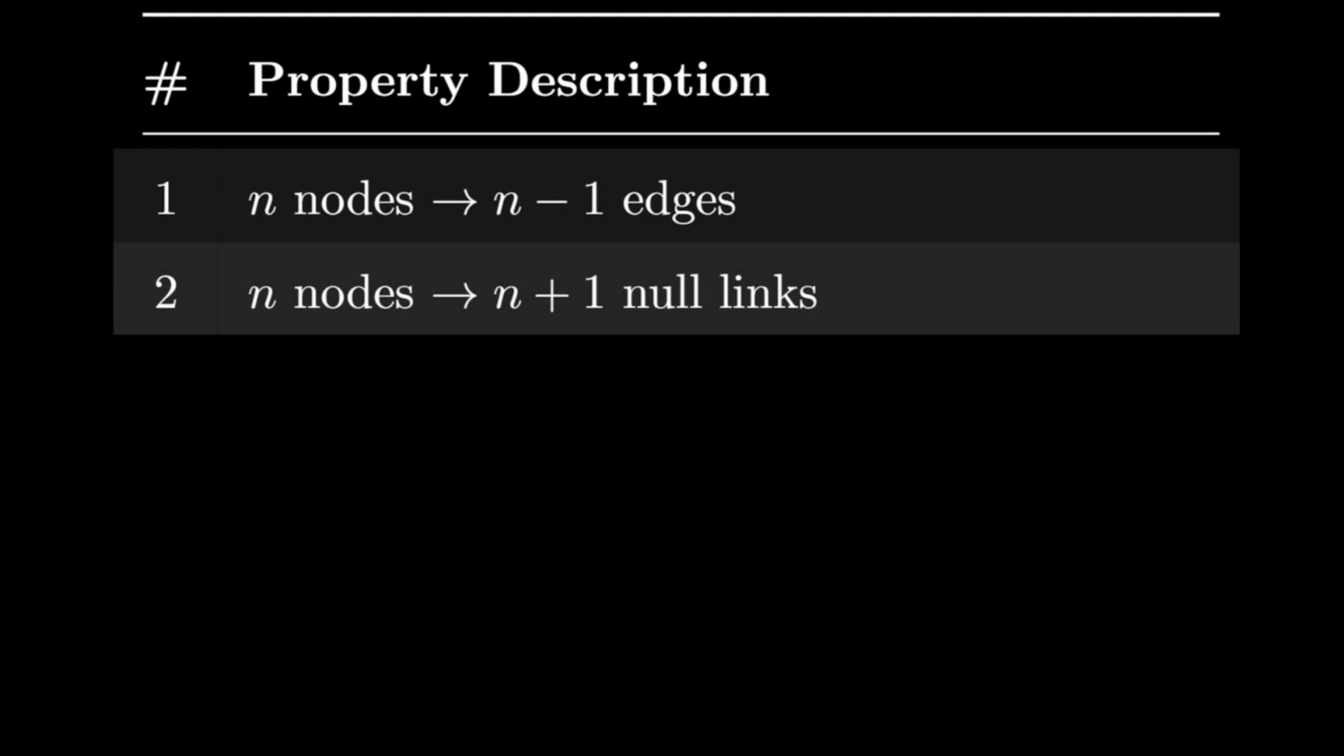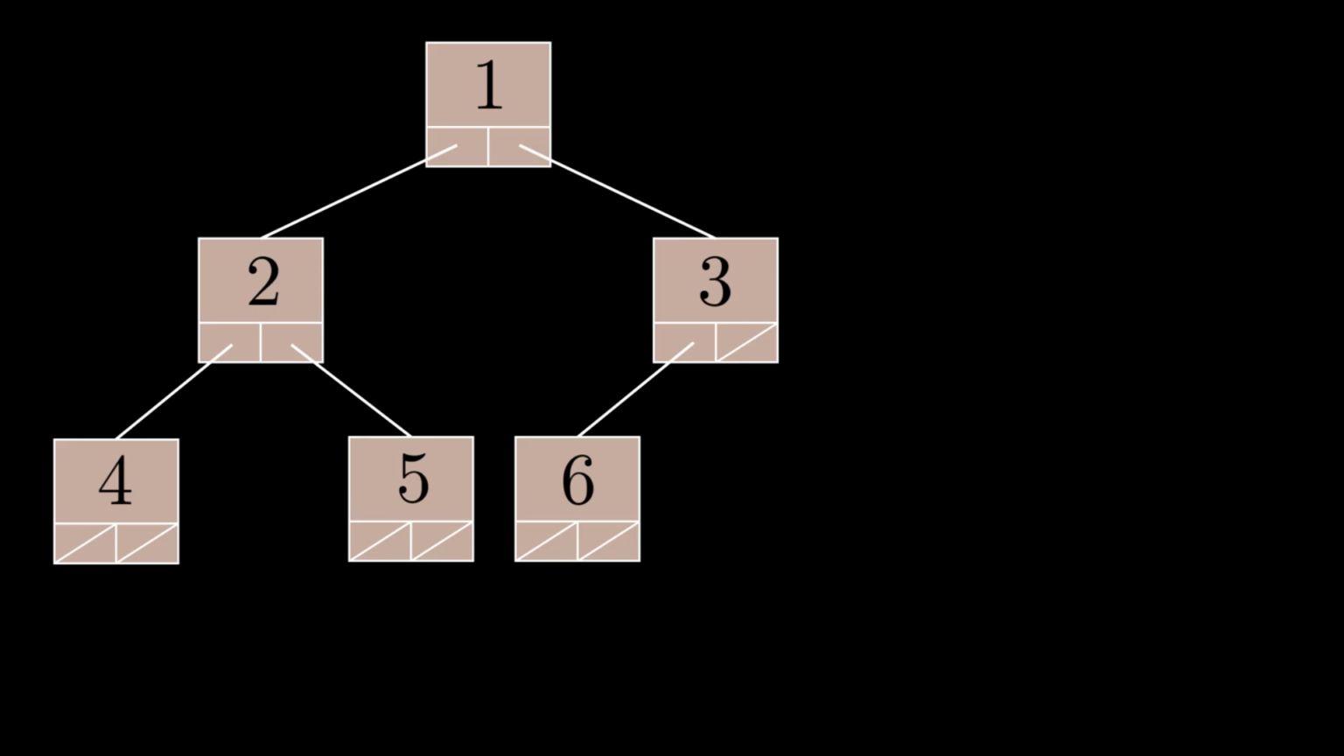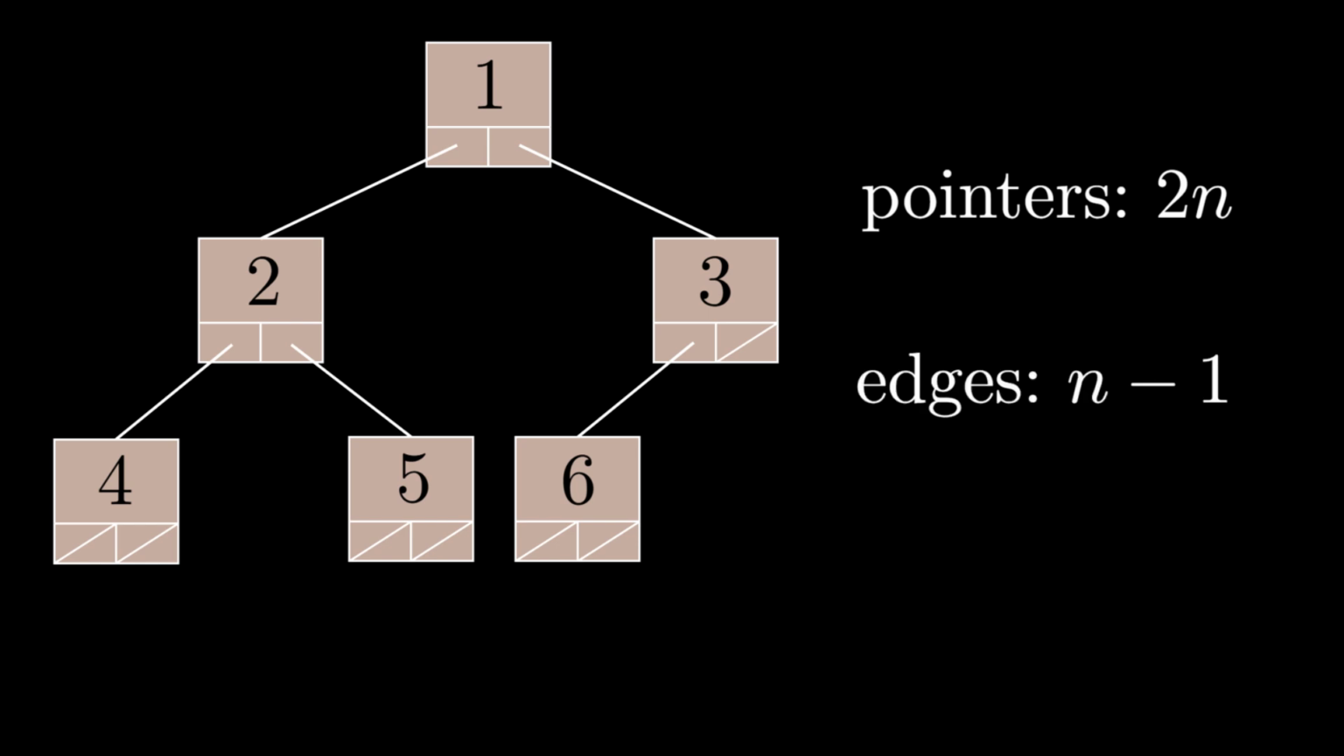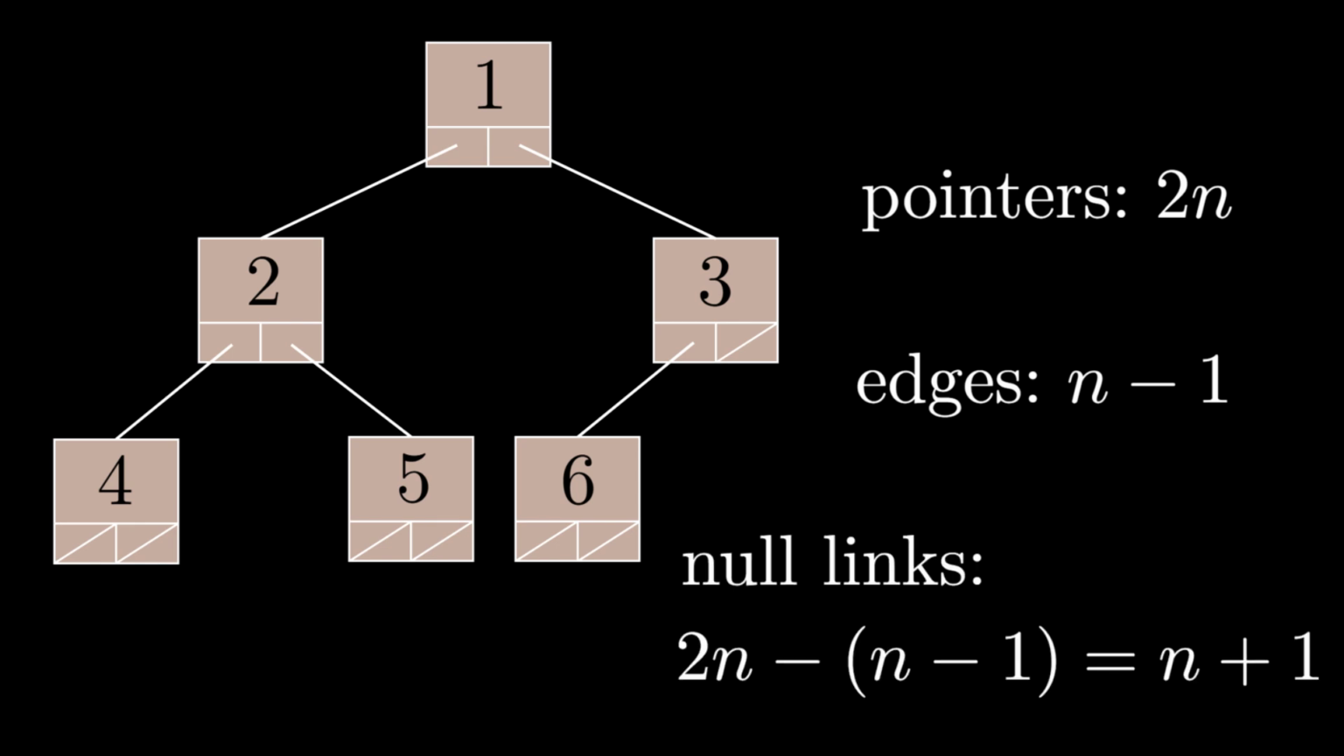A binary tree with n nodes has n+1 null links. To see why, note that each node has two child pointers, essentially places where it can store a reference to a left or right child, even if no child exists. That gives a total of 2n pointers. Since a tree with n nodes has n-1 edges, the remaining n+1 pointers must be null. And in this example, we have 6 nodes and 7 null links.